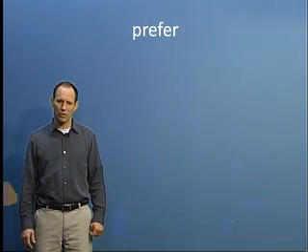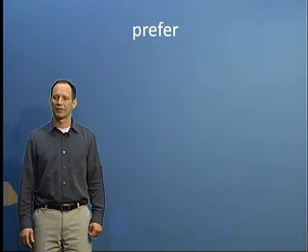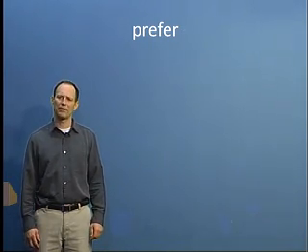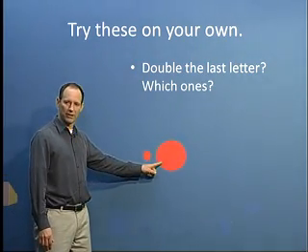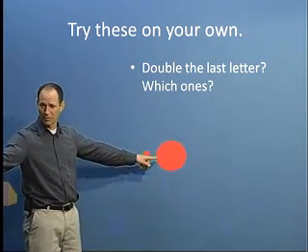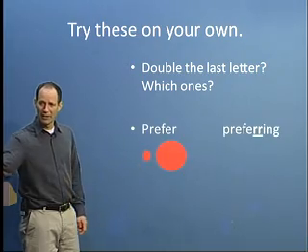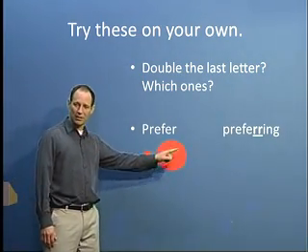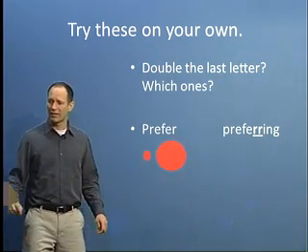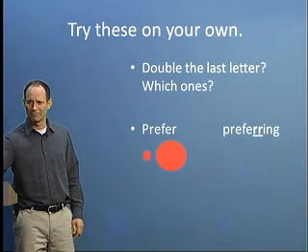Next one. Prefer or prefer. I like prefer. Stress on the second syllable. Now, what does that mean? It ends in consonant, vowel, consonant. Stress is on the second syllable, so we will double the last letter. Preferring.